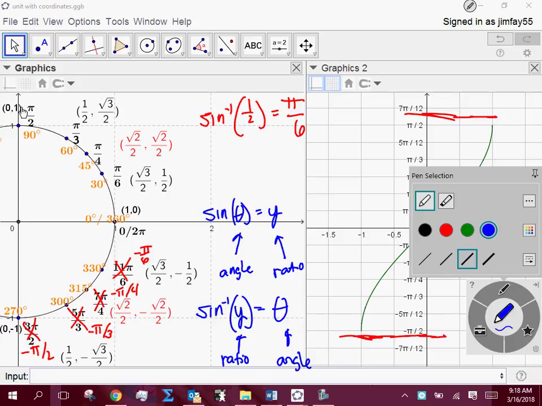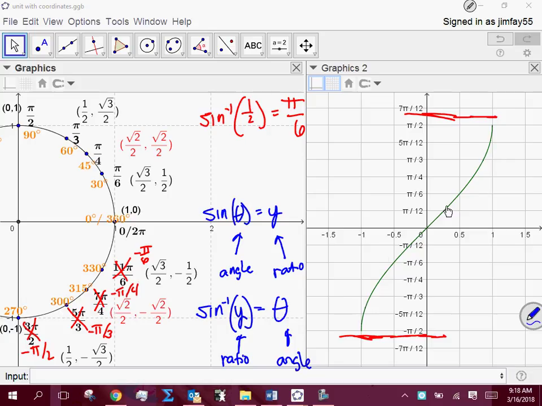So essentially, I'm coming over here, and now it's only between negative pi over 2 and pi over 2, because those are the only angles that can be spit back because of what this curve is telling me. So I'm going to use the unit circle to do this. Let's say, okay, find the y value of 1/2 inside this semicircle.